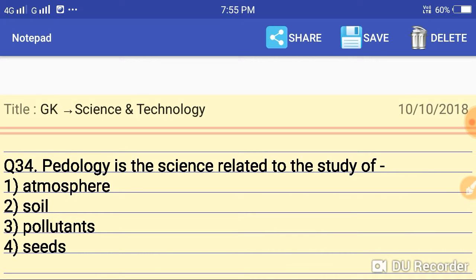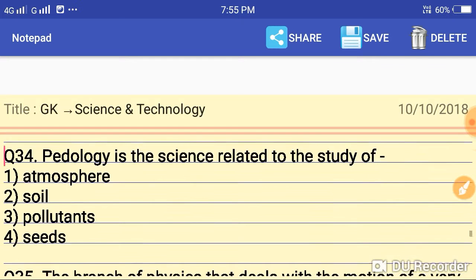Pedology is the science related to the study of. Pedology studies which subject, it is an important question. Question number 34. Right answer is option 2, soil. It is related to soil. So next question.